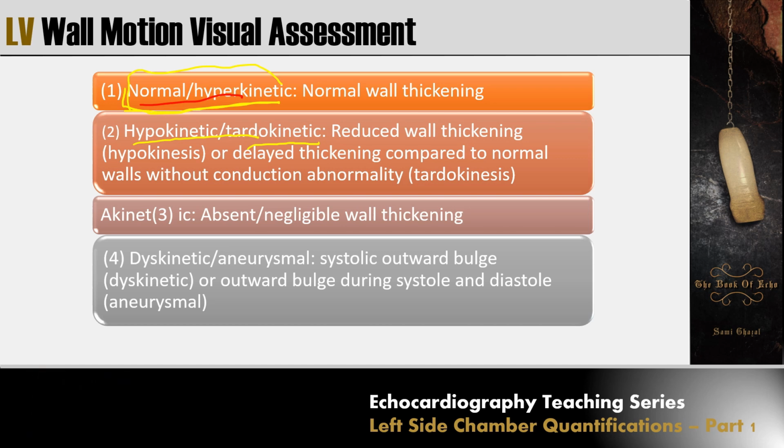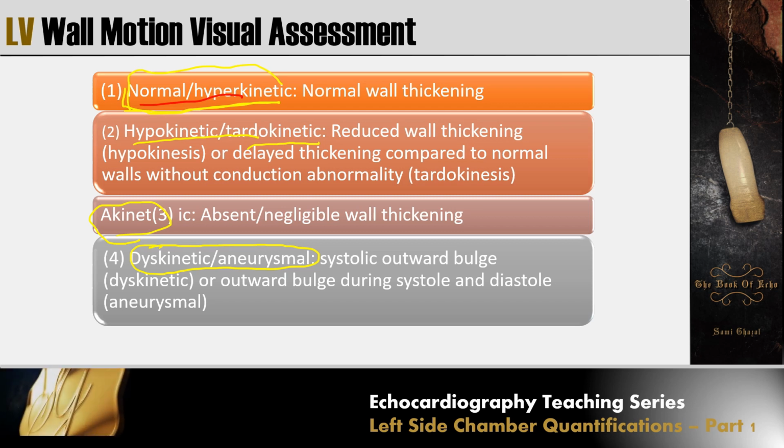So normal, hypokinetic, akinetic, it is not wall motion. Don't look at the wall motion, look at the wall thickening. How much the wall thickens in systole. And then akinetic, that there is absent or negligible wall thickening. Dyskinetic or aneurysmal, they will be given the same score. This is the new recommendation, which is a systolic outward bulge.